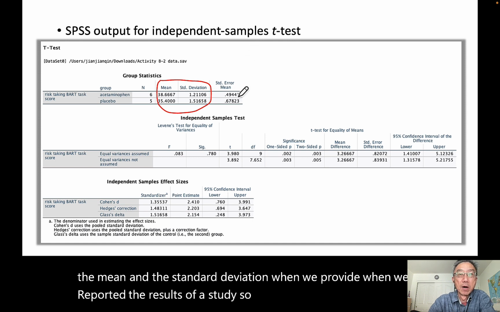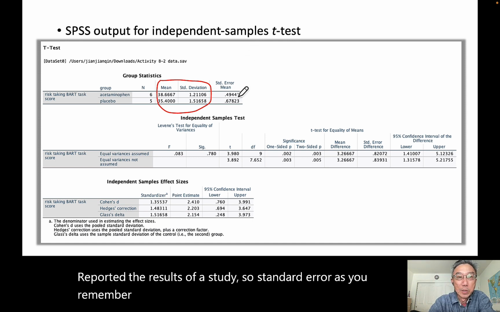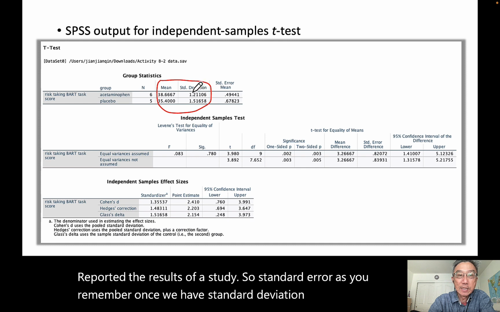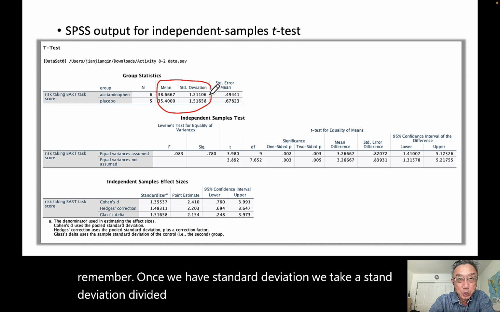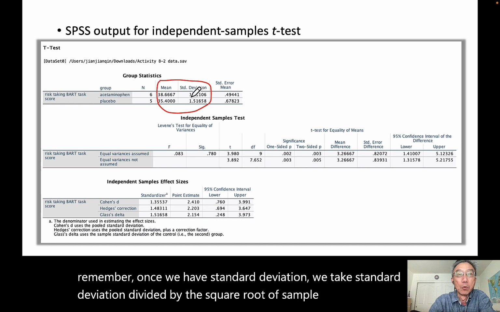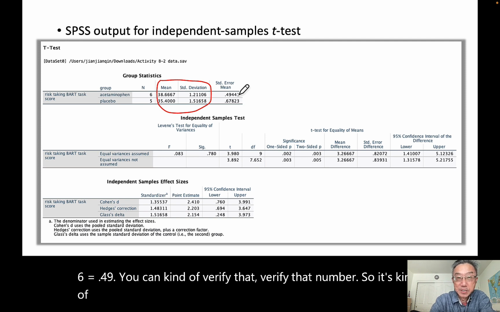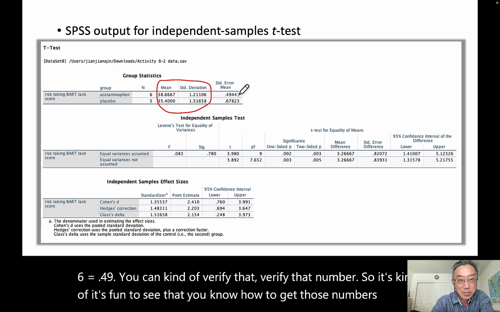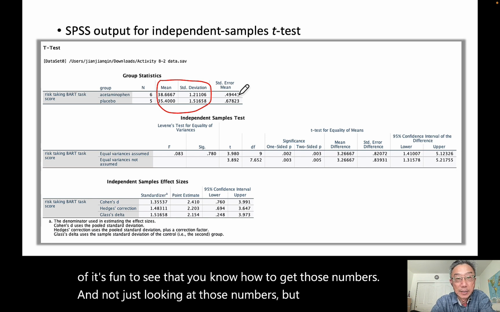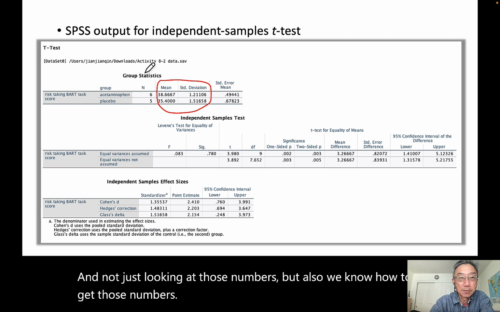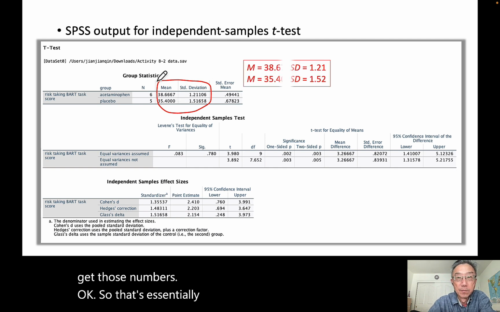So standard error, as you remember, once we have standard deviation, we take standard deviation divided by the square root of sample size. So 1.21 divided by the square root of 6 equals 0.49. You can kind of verify that number. So it's fun to see that you know how to get those numbers, and not just look at those numbers, but also we know how to get those numbers. Okay, so that's essentially descriptive statistics.